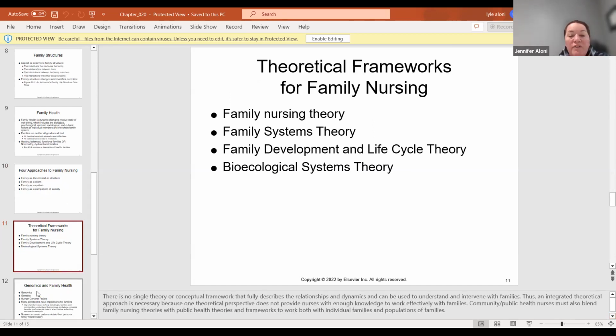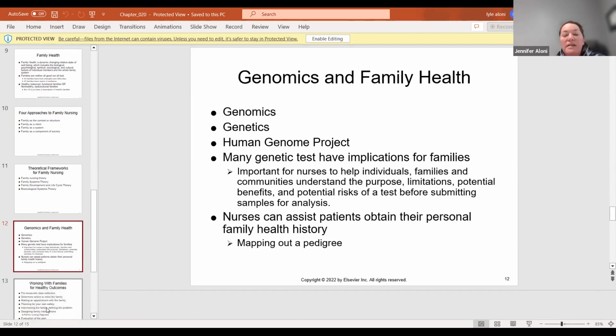We have different theories that we look at with family nursing theory, family systems, and ecological systems as well. We take a look at genetics and the Human Genome Project, which showed us that there are many genetic tests that have implications for families.